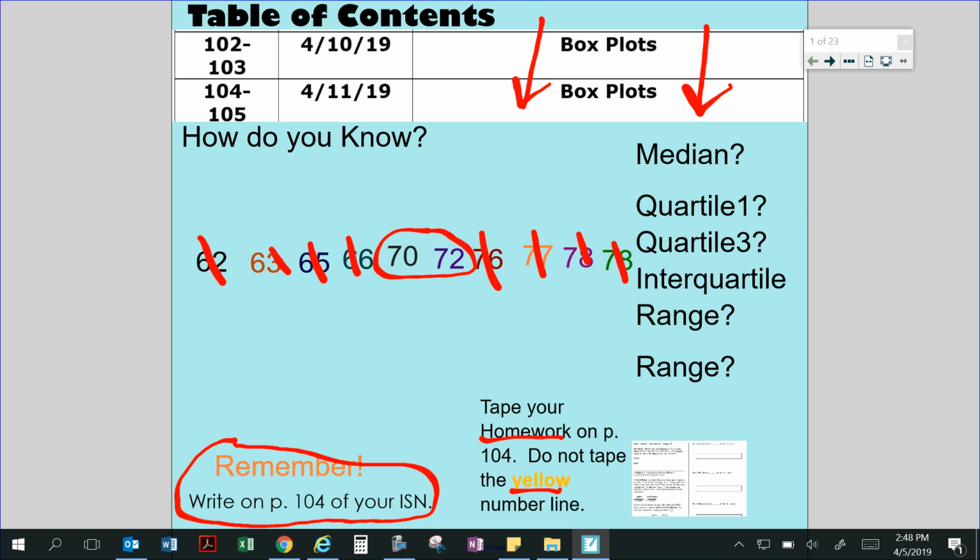So what two numbers are in the middle? 70 and 72. What number is right between 70 and 72? 71. So the median is 71.